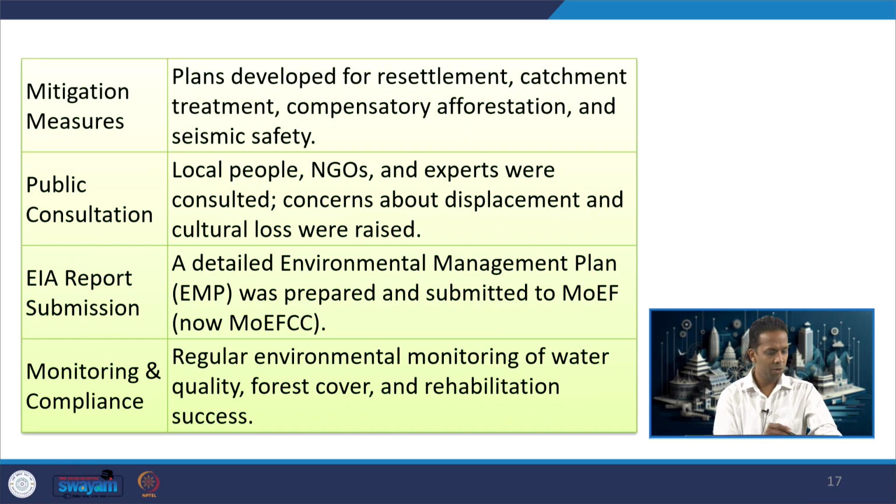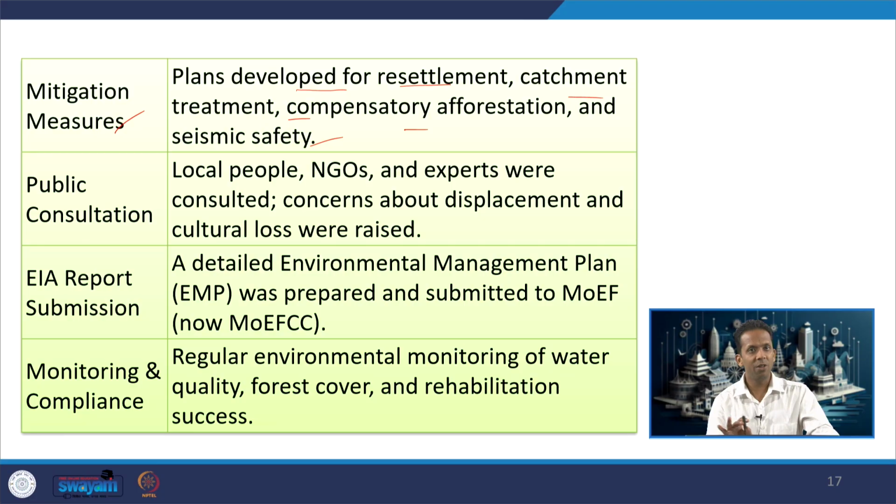Next is mitigation measures. So, this will have plans developed for resettlement, because construction of a dam and hydropower has a lot of resettlement. There has to be a proper plan proposed, like where the people would be relocated. Then catchment treatment, compensatory afforestation: if there is any cutting of trees or forest area, how do we compensate by planting more trees and having similar green cover. Seismic safety: in case of any seismic disturbances, what are the safety precautions that would be in place. So, those things would come under the mitigation measures.